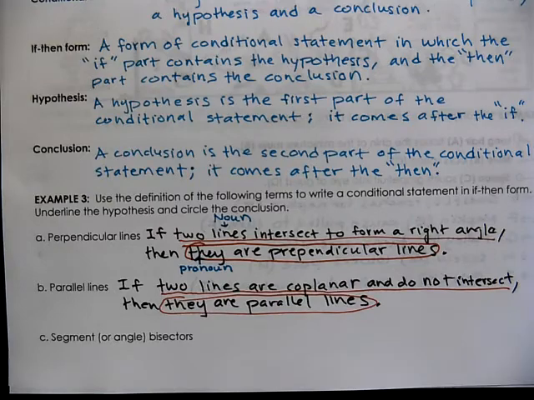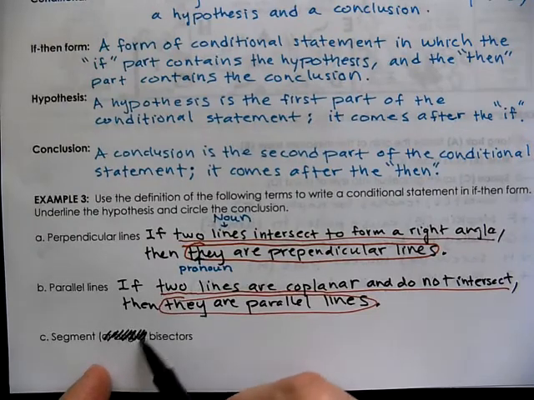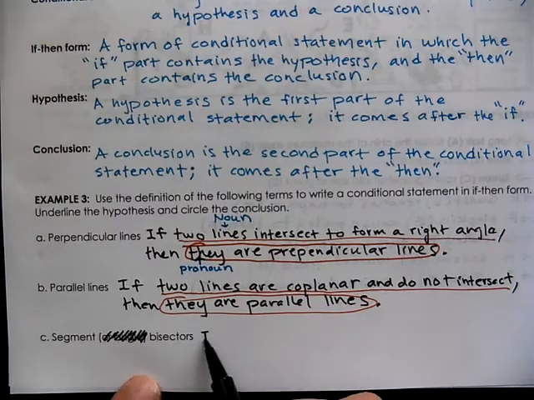Okay, here's our last example. There's really two. There's a segment bisector, there's an angle bisector. Let's just do one of the two. Let's just talk about the segment bisector. So you think about what a segment bisector is. Well, it's a segment that has been cut in half. So that's the basic idea, but how would we phrase that in an if-then statement? Let's try this.